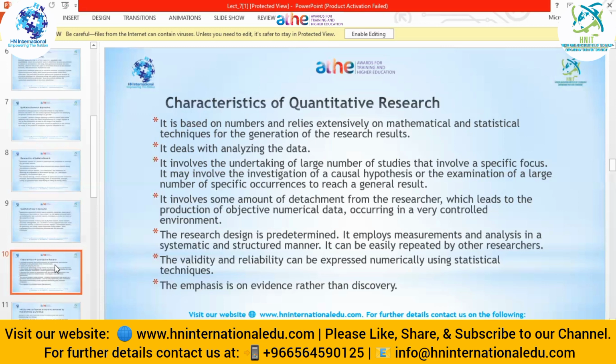The research design is predetermined. It employs measurement and analysis in a systematic and structured manner. It can be easily repeated by other researchers. Now, it is not that what you have researched, the other researchers cannot research it or cannot test it. It is predetermined. It is not fixed that only you can do it. The validity and reliability can be expressed numerically using statistical techniques, and the emphasis is on evidence rather than discovery.